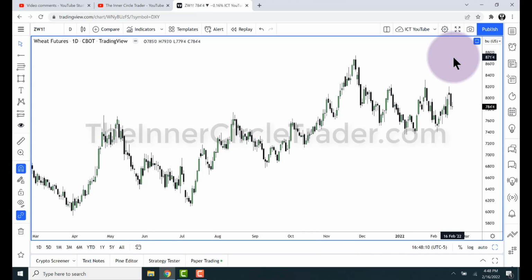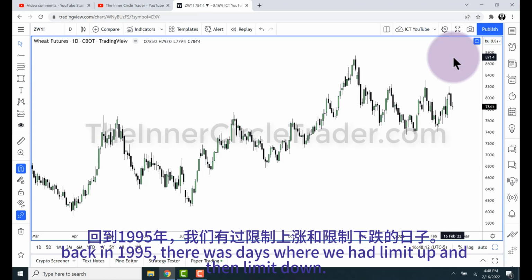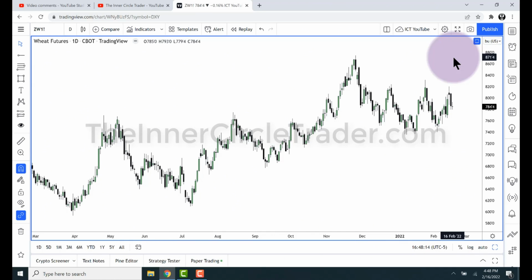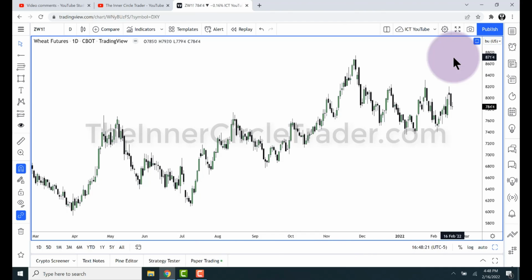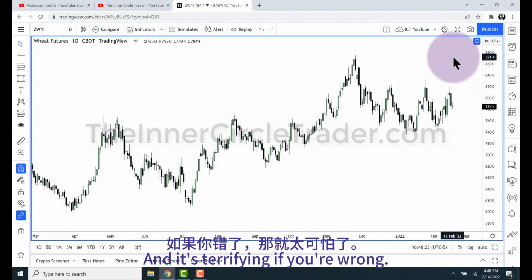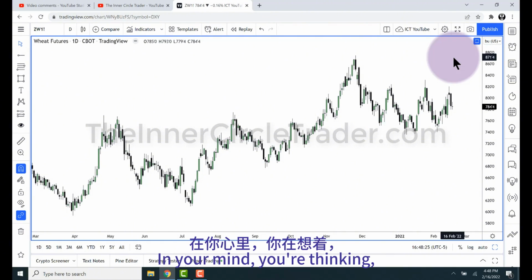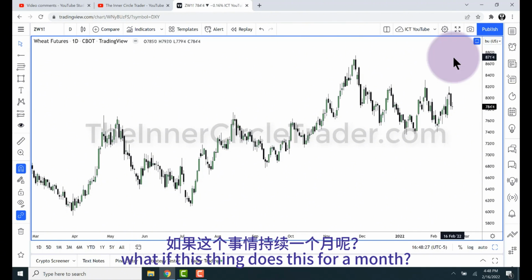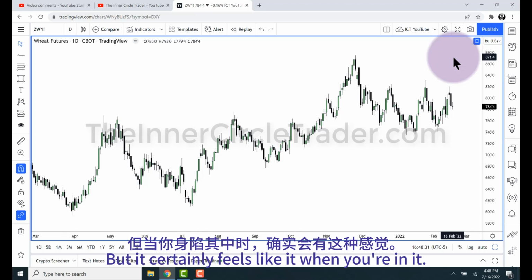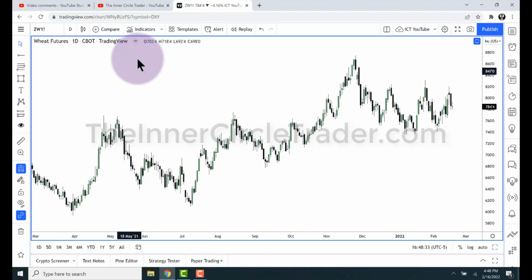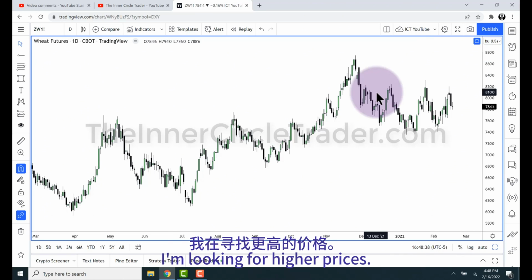Back in 1995, there were days where we had limit up and then limit down, and that's weird. You're really stuck in those moves. You cannot get out of them, and it's terrifying if you're wrong. In your mind, you're thinking, what if this thing does this for a month? It's not likely to do that, obviously, but it certainly feels like it when you're in it. So that's a look at the grain markets. I'm bullish, obviously. I'm looking for higher prices, but just settle yourself down.